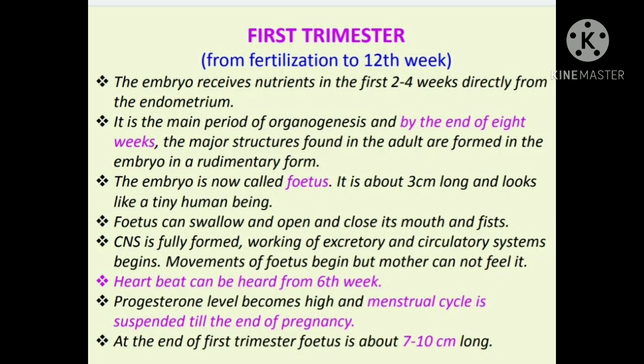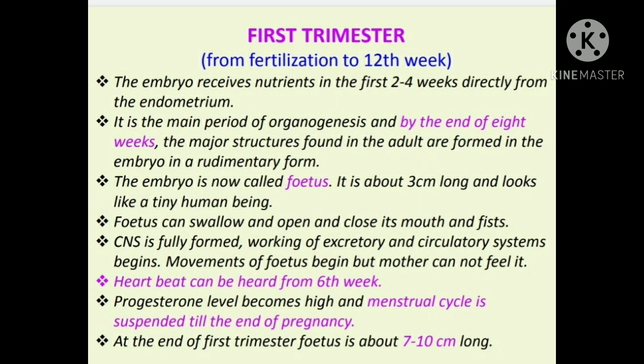Our next slide is the first trimester. The first trimester is from fertilization to the 12th week, considered from the date of fertilization, from the LMC, to the 12th week. The first trimester is the first, second, and third month of pregnancy. It is the time of most radical changes in the mother and embryo. Most radical changes means that all the different types of chemical changes take place in the mother as well as in the embryo.